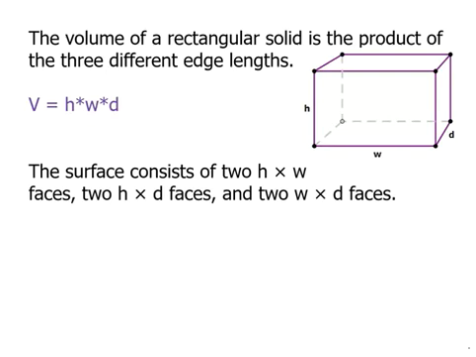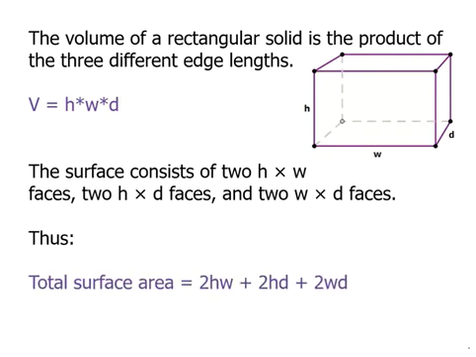The surface consists of 2 h times w faces, 2 h times d faces, and 2 w times d faces. So the total surface area is this. Again, these 2 formulas for a rectangular solid, it's very good to be familiar with these formulas, but again, do not blindly memorize them. Make sure you understand and can reproduce these on your own.